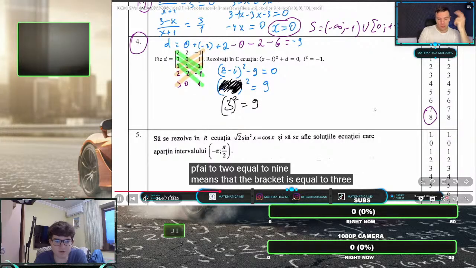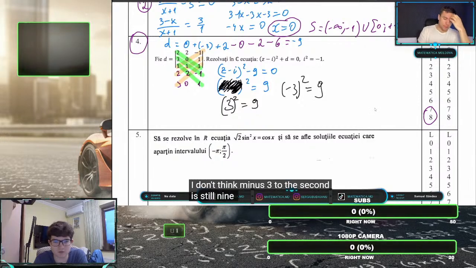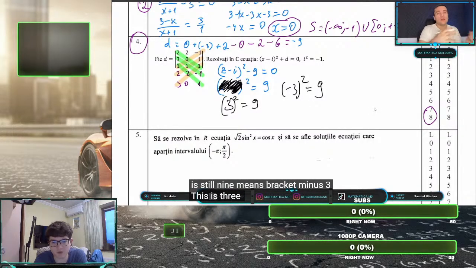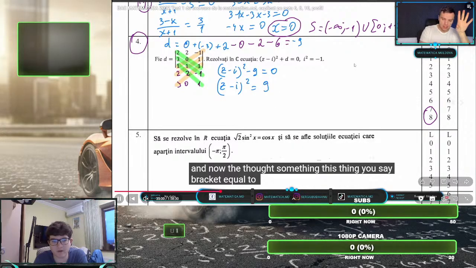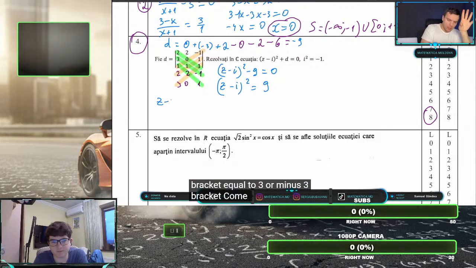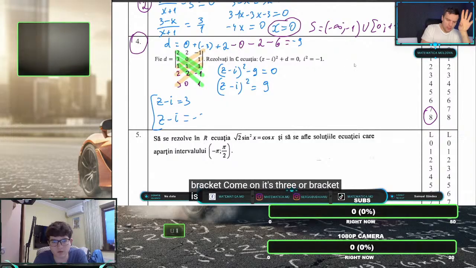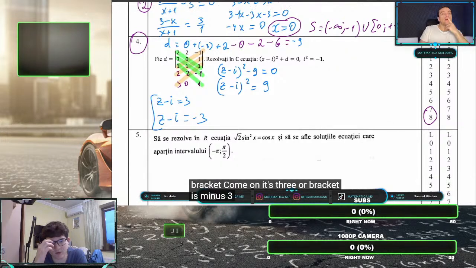3 to the second power is 9. Yeah. So it basically explains that there's this rule that if it says the second power, then it's positive all the time. Doesn't matter if it's negative. So it can also be kind of negative. So z minus 1 is 3, or z minus 1 is minus 3.